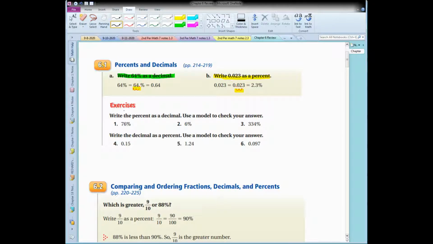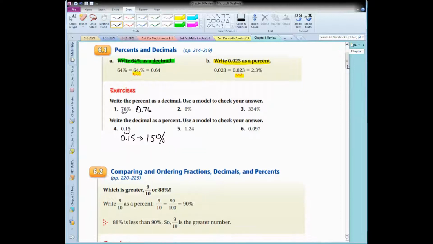So for number 1, if we want to write 76% as a decimal, I write 76. I move that decimal point 2 places, 1, 2. So this would be 0.76. All right. If I want to write the decimal 0.15 as a percent, then I move that decimal 1, 2 places to the right. So this becomes 15%. All right. And there's some more for you guys to practice.